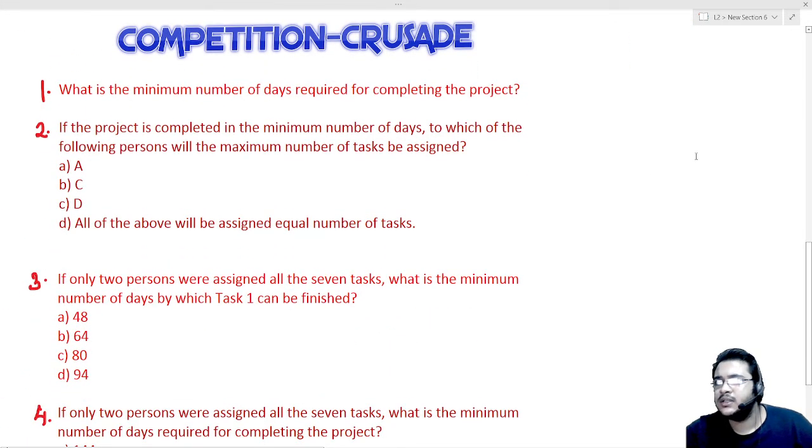Okay, so the questions are pretty standard type. The first one is pretty standard. They're asking you the minimum number of days that are required for completing the project. Question number 2 is the same. If the project is completed in the minimum number of days, to which of the following persons will the maximum number of tasks be assigned? If only 2 persons are assigned all the 7 tasks, what is the minimum number of days by which task 1 is finished?